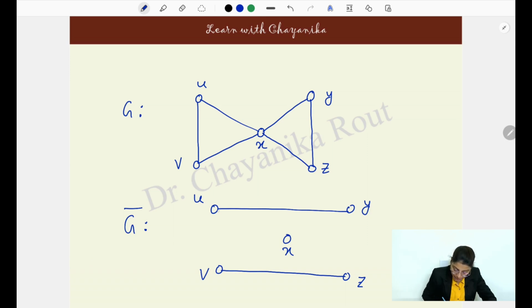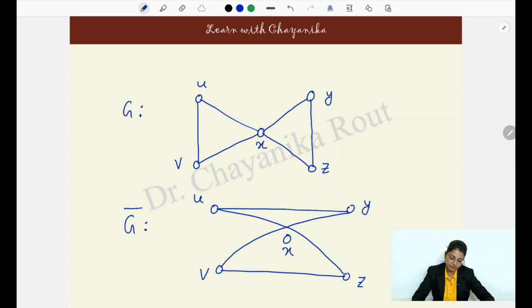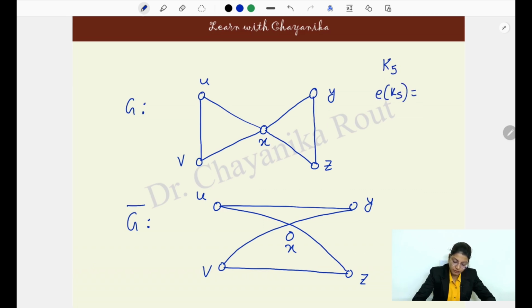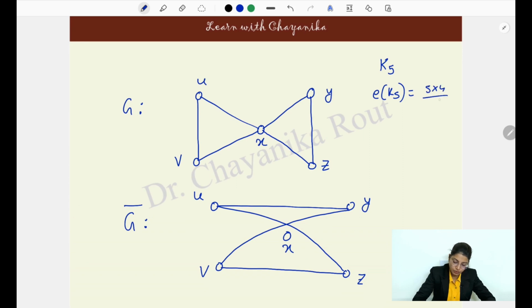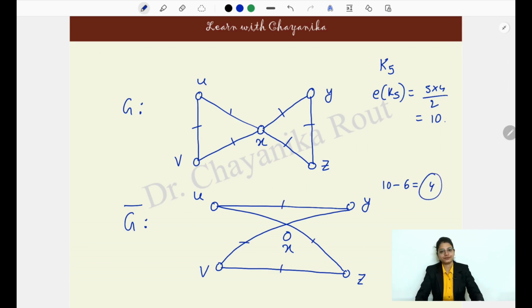U and z were non-adjacent. V and y were non-adjacent. Okay, that's all I can find. Now let's check. 5 vertices are there in the graph, so together they are going to form K5. The number of edges in K5, as we have already found, is 5 into 4 by 2, that is 10. The graph has 1, 2, 3, 4, 5, 6 edges, so the complement should have 10 minus 6, that is 4 edges. I have drawn 1, 2, 3, 4, so I am done. This is how we find the complement of a graph.